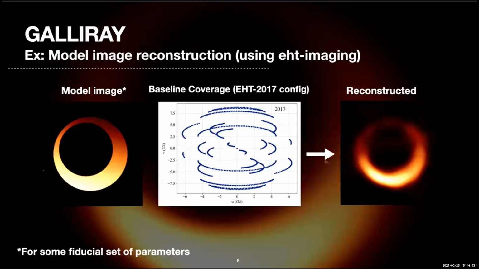Now we take a further step towards image reconstruction. We try to test the library in some extreme cases. We first simulate an image using the library. Then we use the ngEHT imaging library to reconstruct the image as ngEHT would see it using the 2017 array configuration. And this is the reconstructed image that we have found.